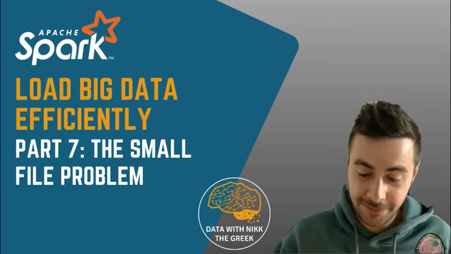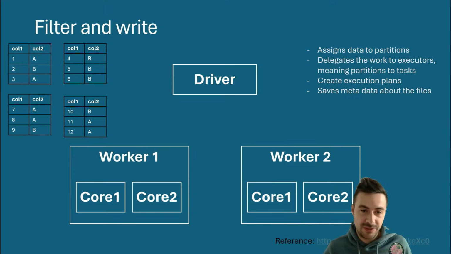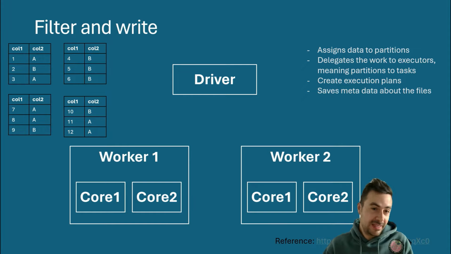So let's get started. Before we jump to the small file problem, let's have a very short recap of the Spark architecture. If you see this for the first time, you're gonna find a link above where you can see the full video explaining the Spark architecture and the basics. What's important is we have a driver and we have workers. And we have a lot of small files in this case.